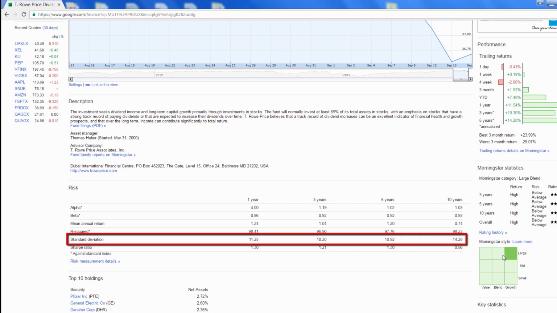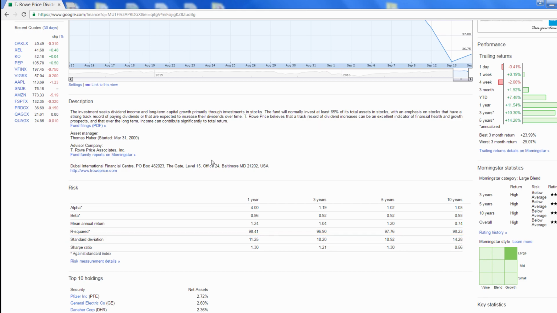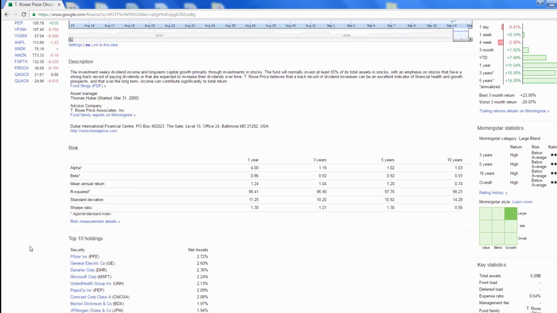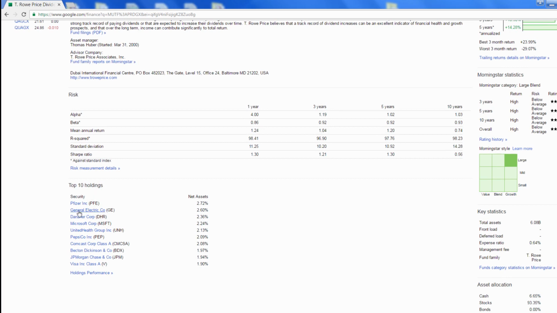So you'd think it would fall more in the value category, but still a lot more safety in there, a lot less risk as far as large caps, big companies that pay regular dividends out there. And if you were to search a little further, you can even look at the top 10 holdings to give you a feel. Big drug company like Pfizer, General Electric, Danaher Corporation, Microsoft, United Health, Pepsi. These are big companies that pay regular dividends out there and have for some time.